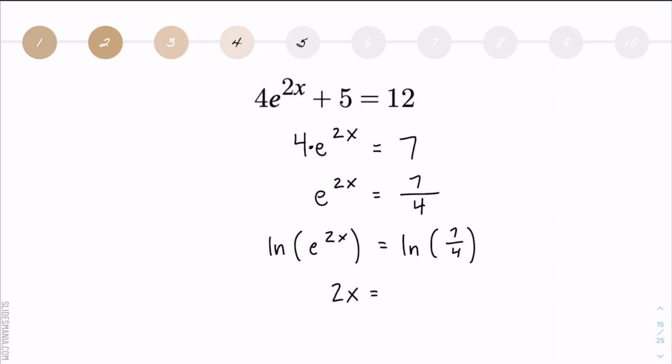And then this is going to give us a decimal. And because I don't want to approximate a decimal, I'm going to leave it as natural log of 7/4. And then our last step, we divide by 2. And this is how I'm going to leave my answer because it is the most accurate answer here. I don't want to have to round a decimal. So here's our answer. Natural log of 7/4 all over 2. All right, we're halfway done.